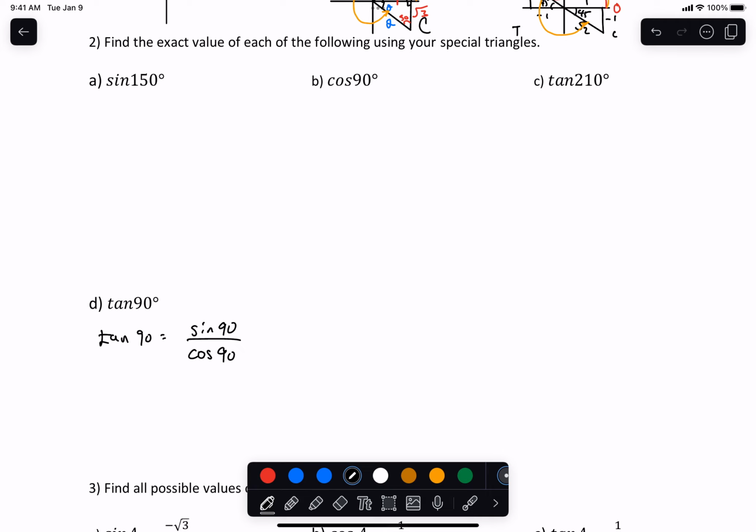Alright. Tan of 90. Do you remember yesterday we said tan was sine over cosine? And we showed why? This is a rise over run, right? Does anybody know what the sine of 90 is? 1. What's the cos of 90? 0. So can you take the tangent of 90 if it's 1 divided by 0? No. Can't take the tan of 90.